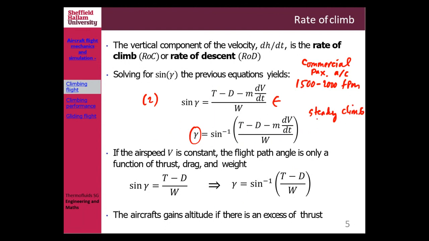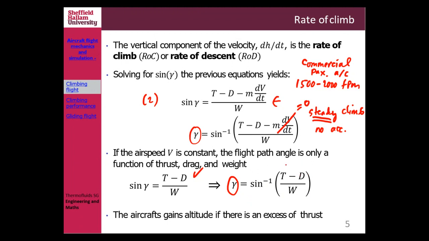When we say steady climb, steady means there are no accelerations, right? So there's no acceleration, meaning that this equals 0. Okay, so if this equals 0, then you have only the term T minus D divided by W, which is that one over there. So then gamma, which is your climb or flight path angle, or climb angle in this case, is only the arcsine of T minus D divided by W.